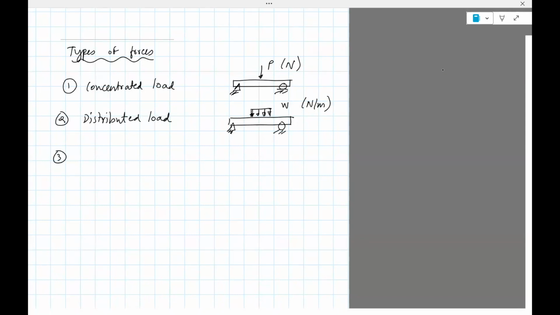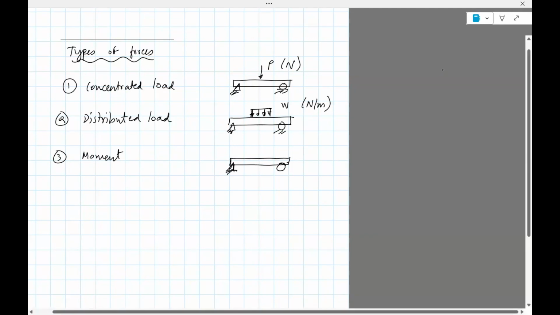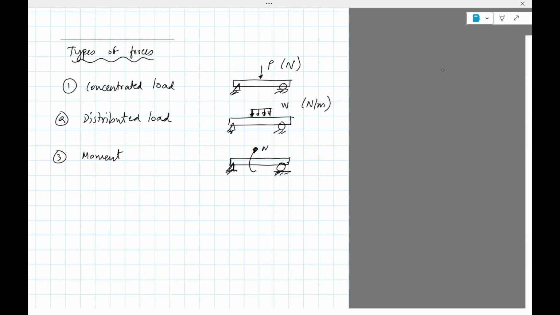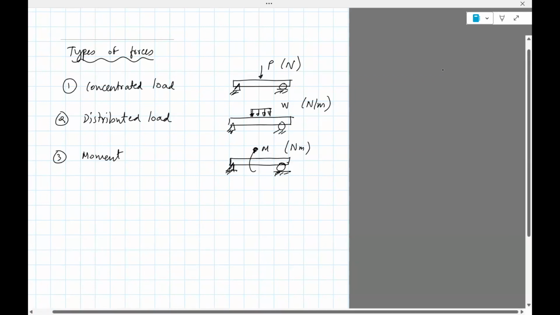We could also have a moment. The units are Newton meter. Okay, so just like previously we talked about drawing free body diagrams, this is just showing you the different types of loads that can be applied. All you do is use these loads to factor these loads in order to do the free body diagrams and then compute the reaction forces.